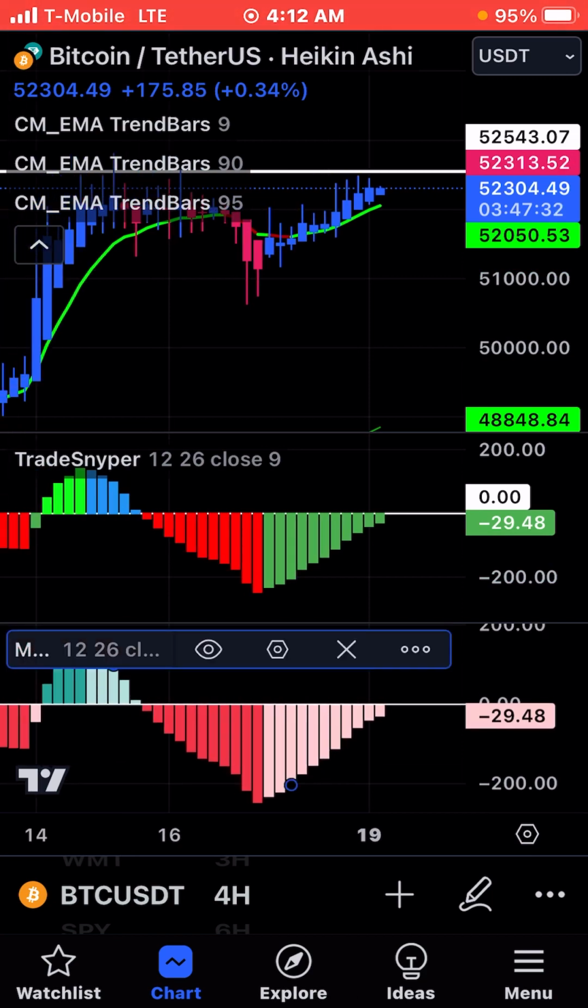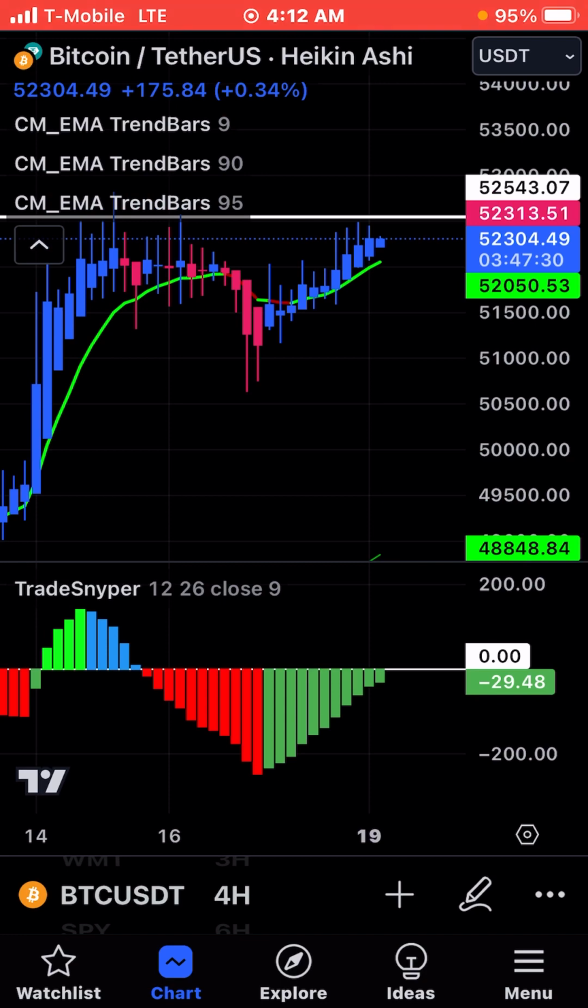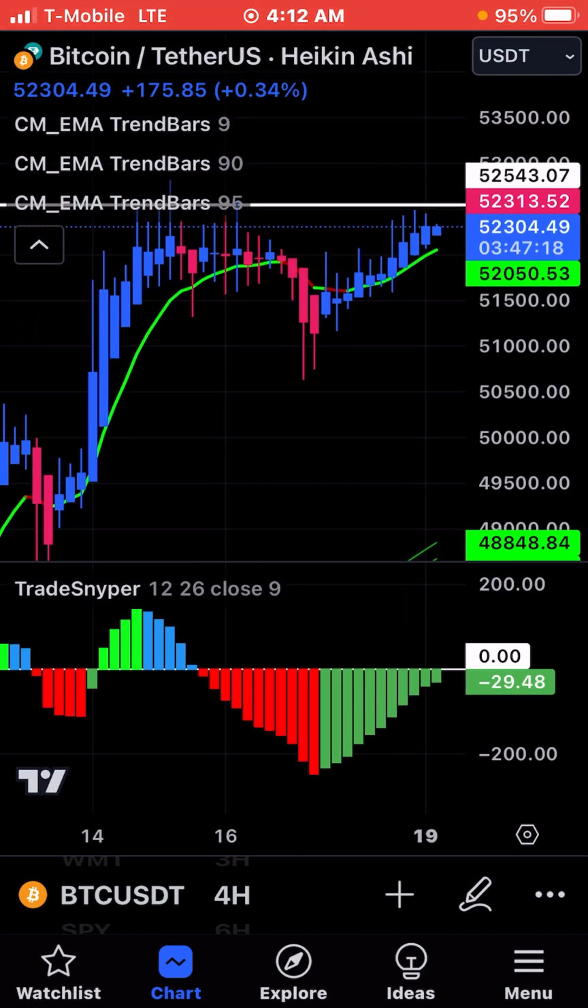But I choose to have Trade Sniper. Anyway, if you want to do it without Trade Sniper, just get your MACD, change those settings, and you'll have it look almost exactly like Trade Sniper. But I'm willing to pay the $10 a month just to have it look like this and set up like this. But it's basically the MACD.